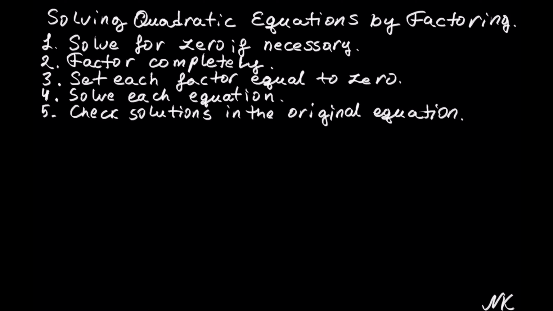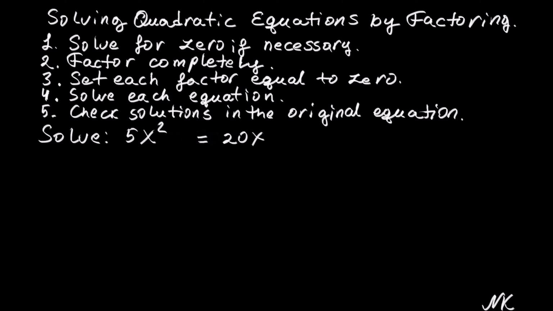Then you factor completely, set each factor equal to 0, and then solve each linear equation separately, and always check your solutions. So here we have to solve 5x squared equals 20x. We know this is a quadratic because there is a second power on one of the x's that makes it a quadratic equation. So in order to solve it by factoring, we have to solve for 0.